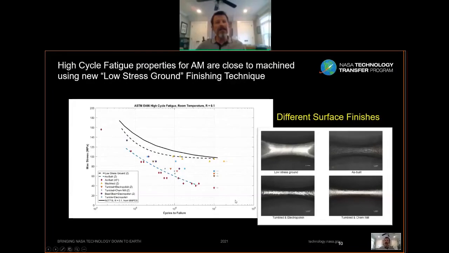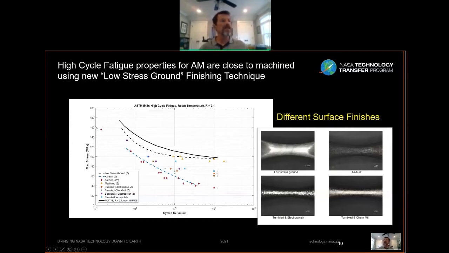Now, one issue that's come up, there's a lot of concern in the turbo machinery community about high cycle fatigue capabilities of additive manufacturing. And what I want to tell you is that at NASA Marshall, there has been a huge amount of research and development and testing on different finishing techniques for additively manufactured parts. And our folks have achieved something close to machined capabilities.